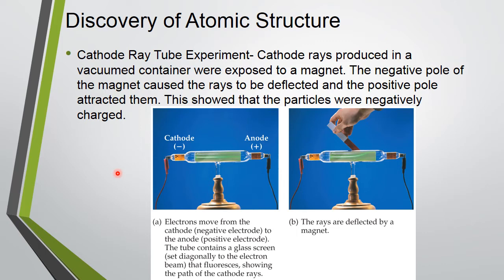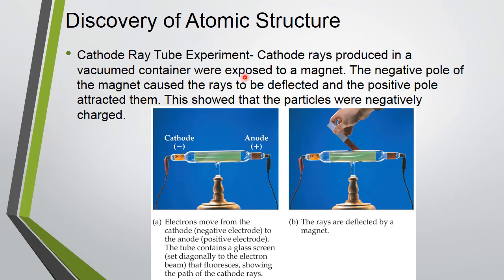Our cathode ray tube also has this glass screen inside of it, so that we can see the beam that's created across it. So you get this line. It fluoresces or lights up when something excites it and hits it, like the cathode ray.